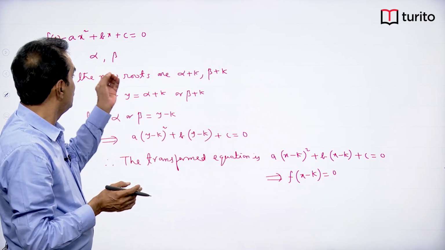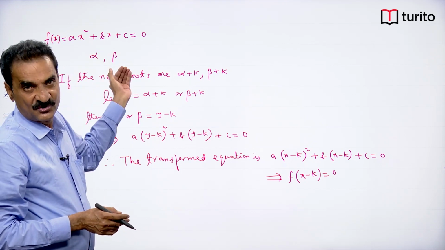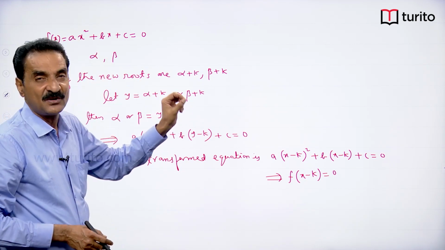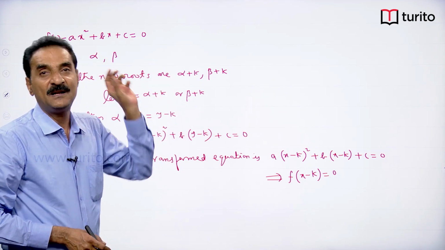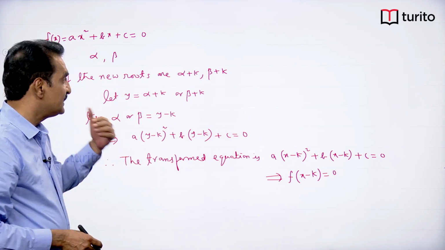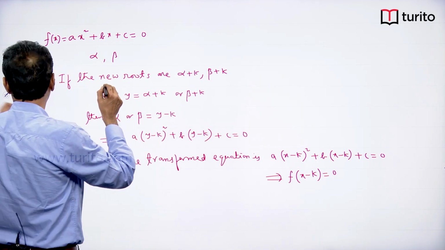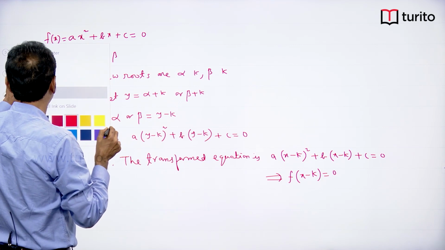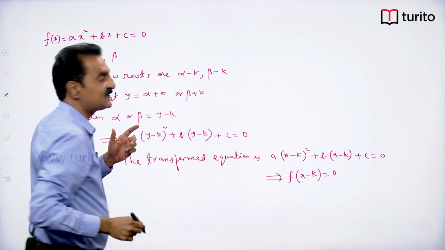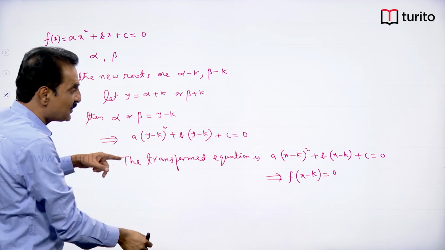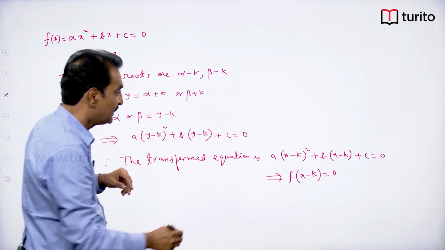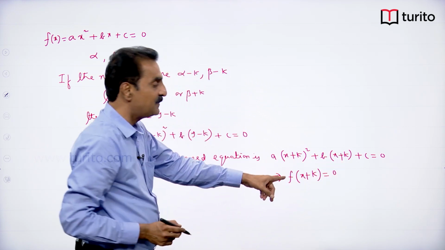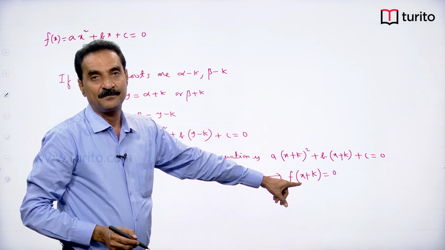Just observe the method. If you want to add k to each root, what you are doing is replacing x by x minus k, meaning you are subtracting k from the variable x. Okay. Similarly, suppose you have subtracted k from each root. New roots are alpha minus k, beta minus k. Then if you follow this procedure, finally what will you get? You can easily guess. You will replace x by x plus k. The transformed equation will be f of x plus k is equal to 0. Okay.